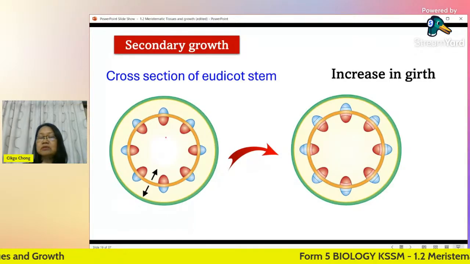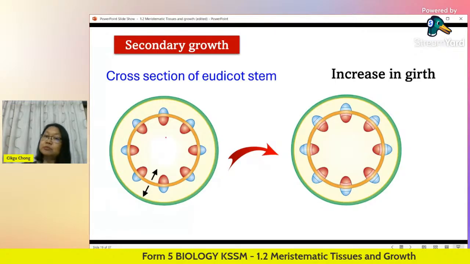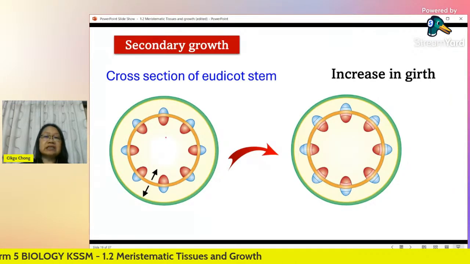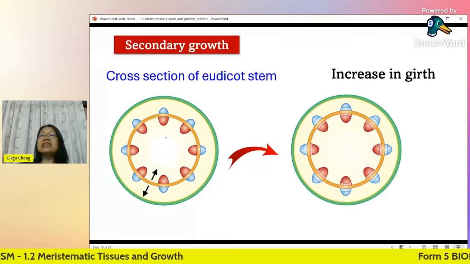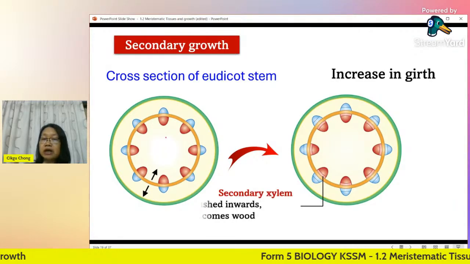The new phloem is pushed outwards, the old phloem is pushed outwards, the old xylem is pushed inwards. So it all causes an increase in the diameter. So the plant becomes fatter, in other words. Okay, so if you want to label, please label carefully.